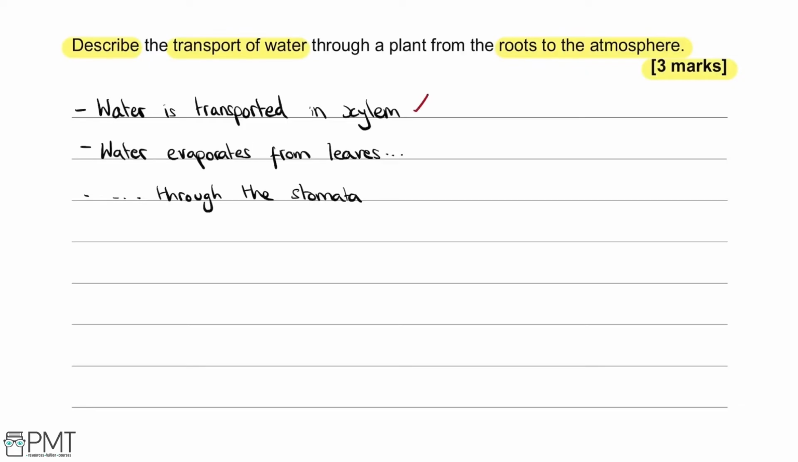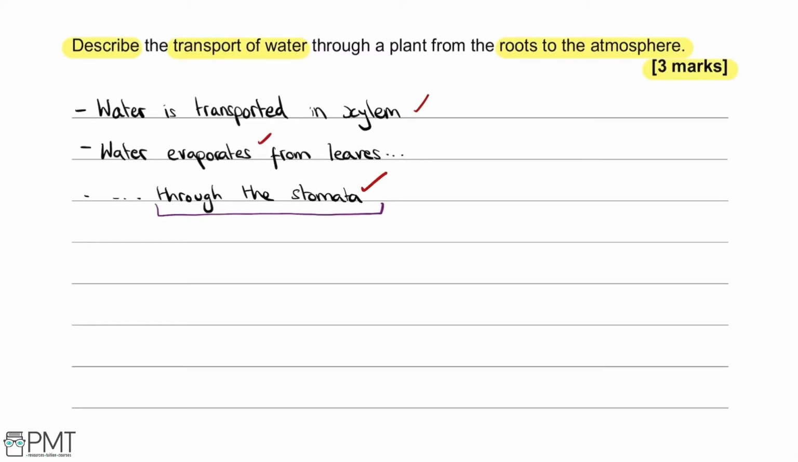And really it's these 3 key terms, the transport in the xylem, the evaporation and the mentioning of the stomata, that get you your 3 marks. However, the mark scheme will allow you to also say between the guard cells, because these are what border the stomata.